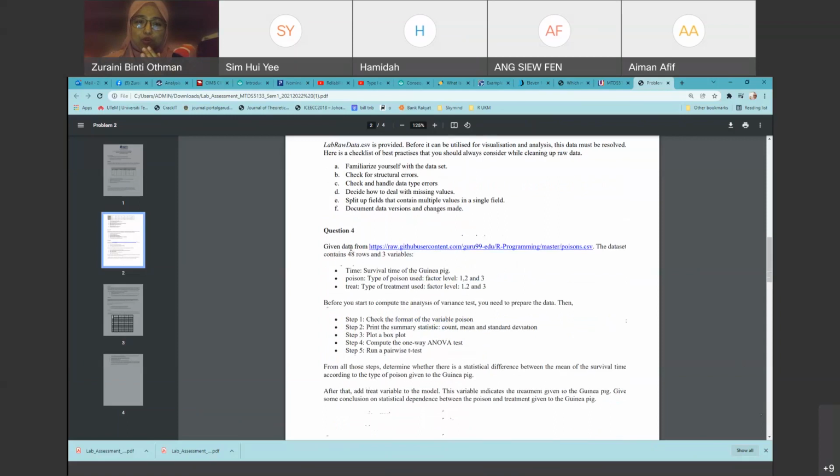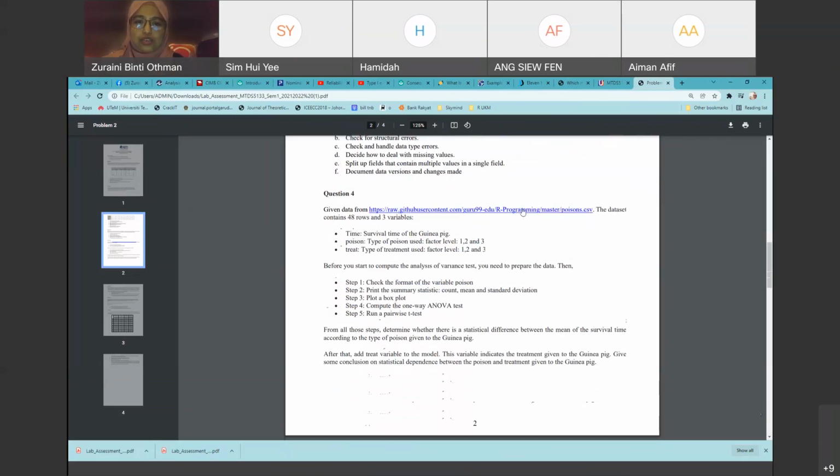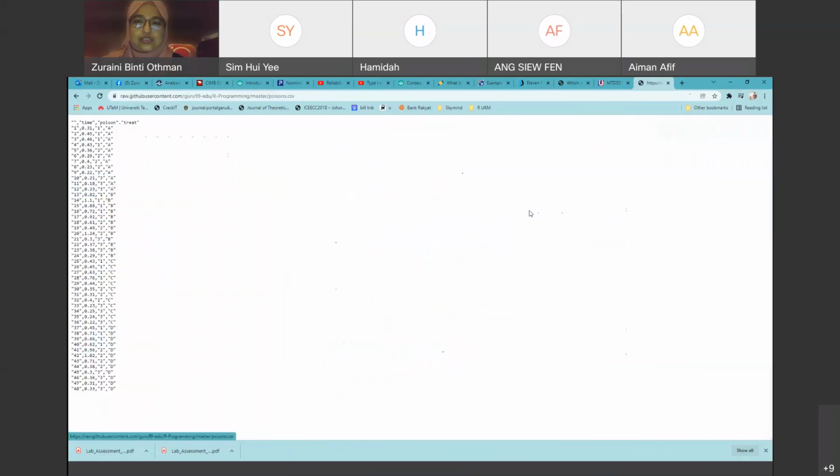Question 4 is also from me, which we will learn in the next topic, analysis of variance. I'll give you the link here. This is the link for the data and how you read this data from the link to analyze it in R. You may use the read function to read this and clean it.